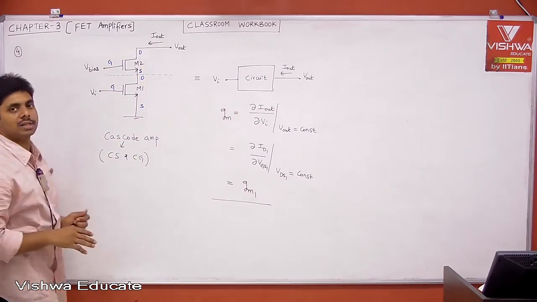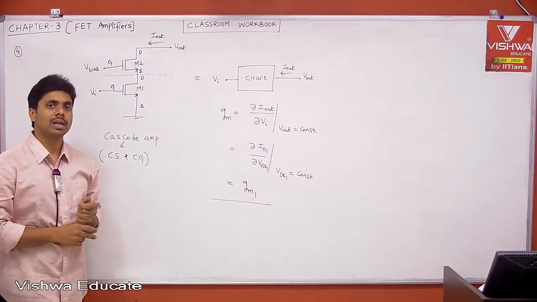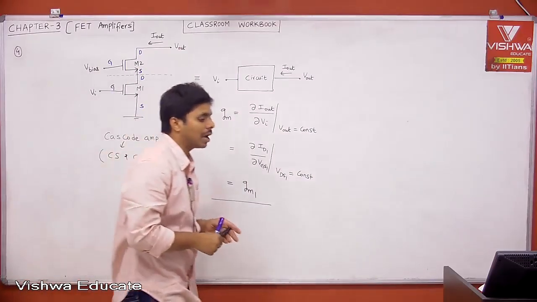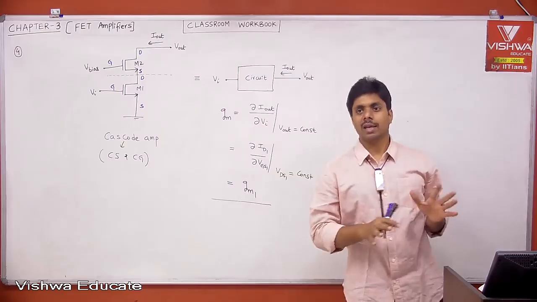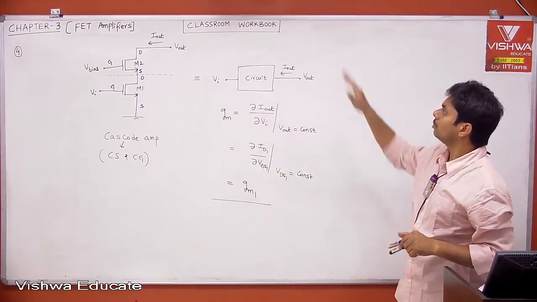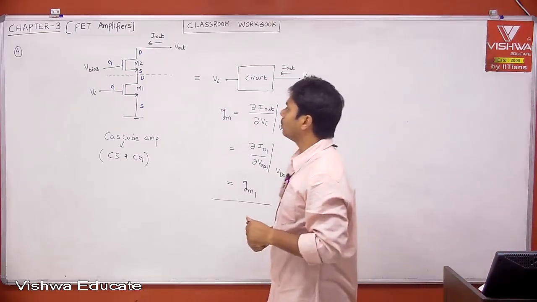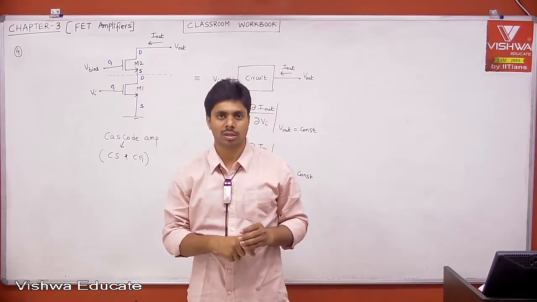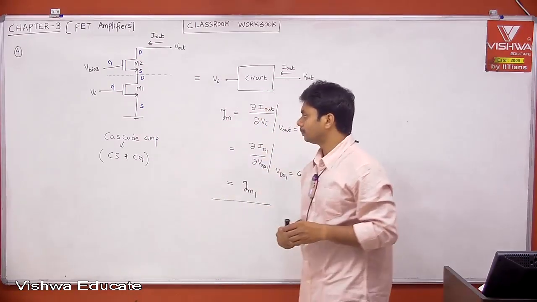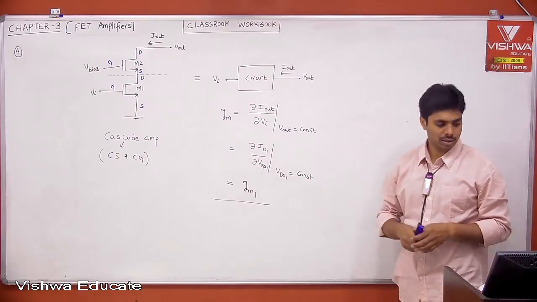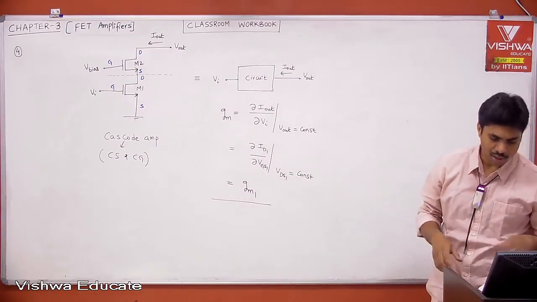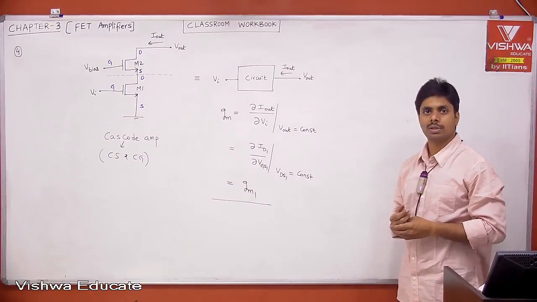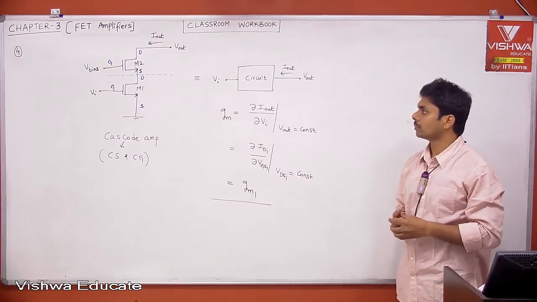You will get huge voltage gain. This is what is called a cascode amplifier. With this, I'll stop the classroom workbook problems. We can see the student workbook problems in the later sessions. I think two more minutes, after that the session will be over. Then we'll continue in the next session to see the student workbook problems. Okay.